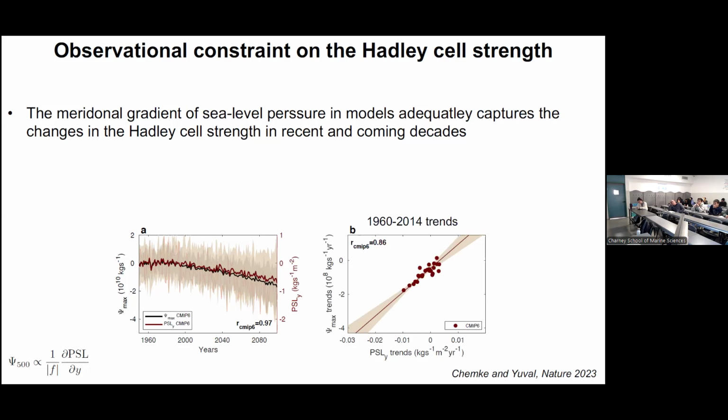So, to see that, I'm showing you on the right, this is the historic changes. Basically, we do a linear regression of these two metrics over that period, 1960 to 2014. The y-axis is the historic trends or changes in the Hadley strength, and the x-axis is the historic trends in the function that we derived of sea level pressure. Okay, across different models. So each dot here is a different climate model. And you can see there is a nice linear relationship between the two, which we could have predicted from the derivation that we did. We expect some linear relationship between the two, and we got something similar.